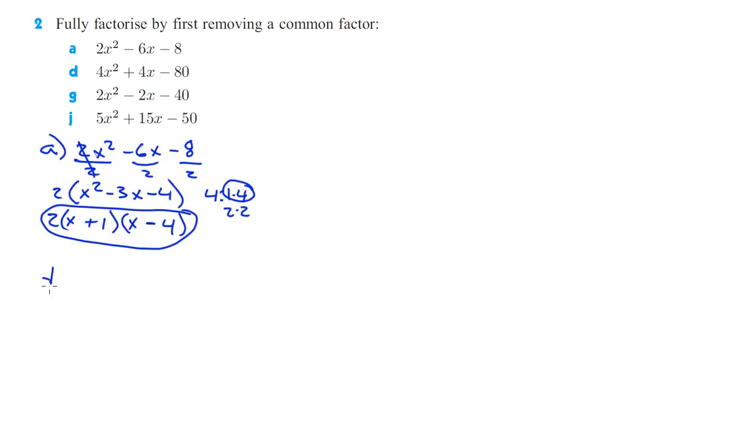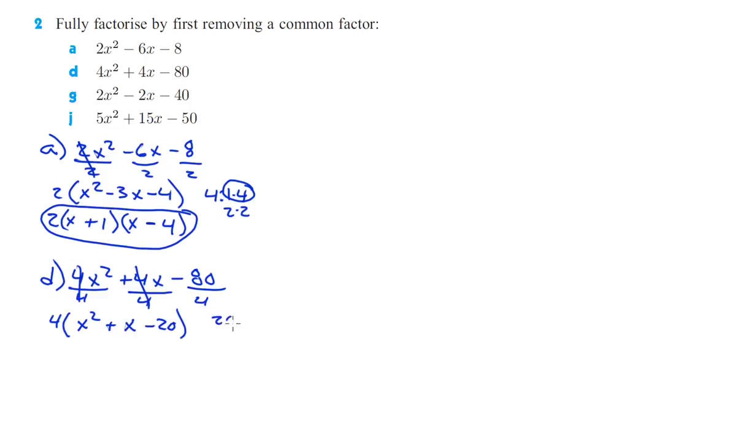Okay? D, we've got 4x squared plus 4x minus 80. Now what do those all have in common? They all have a factor of 4. So let's factor the 4 out of all those first. And that leaves us with x squared plus 1x minus 20.